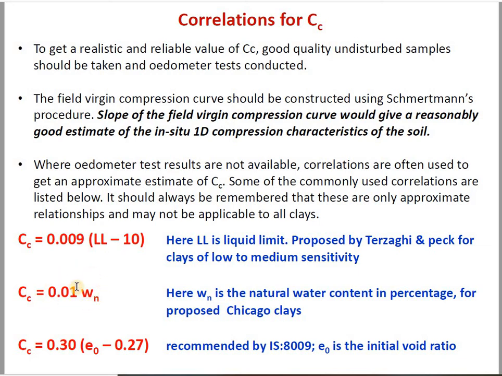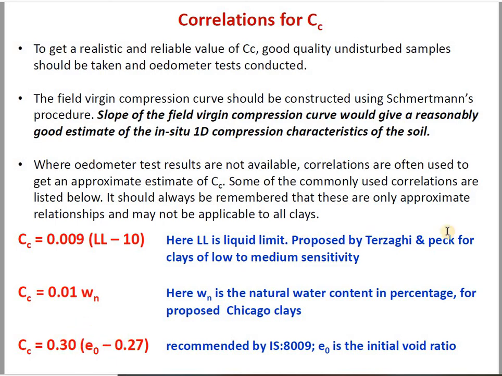And this is another correlation where you use the natural water content. It is directly Cc equal to 0.01 times the natural water content. This was actually proposed for Chicago clays. And another correlation recommended by the Indian Standard, IS 8009, is Cc equal to 0.3 times (e naught minus 0.27), where e naught is the initial void ratio.